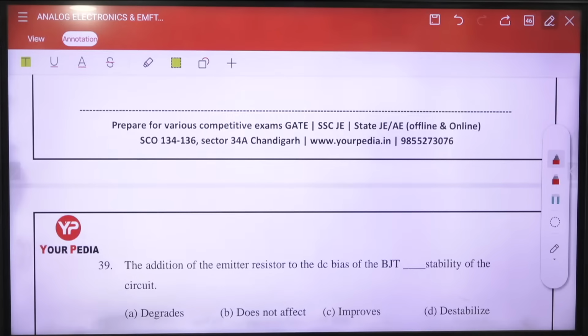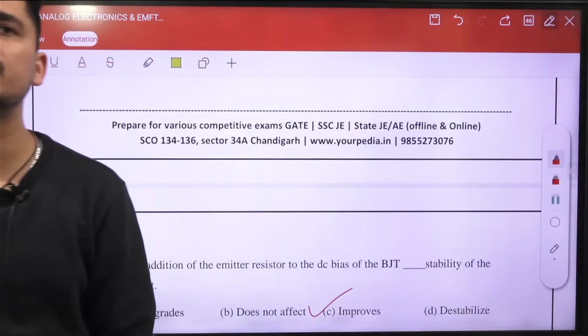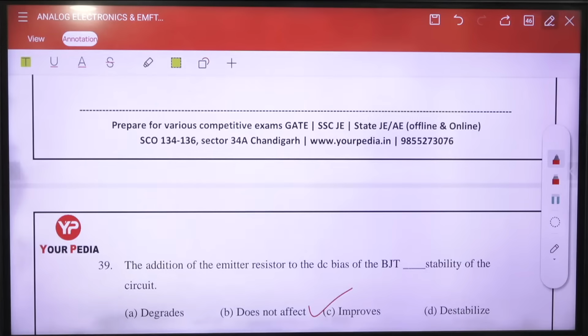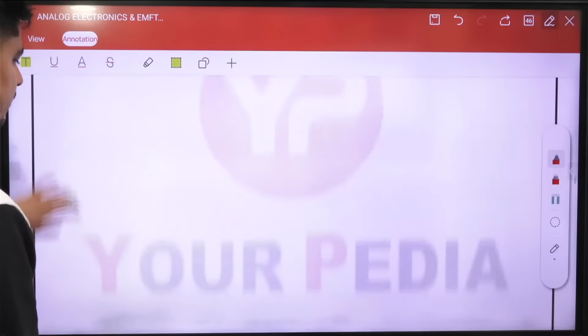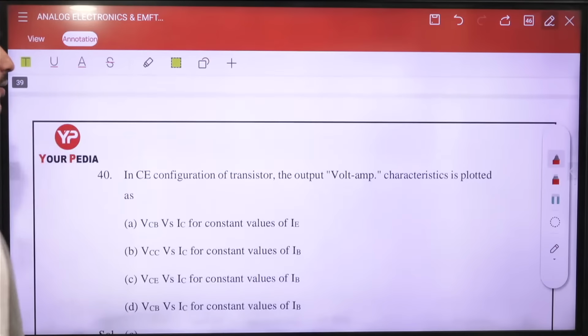Right. The answer is C. With the addition of emitter resistance to DC bias in a BJT, the stability of the circuit is improved. That emitter resistance provides negative feedback to your circuit, and that negative feedback will increase the stability of your circuit, right? Yes. Next.